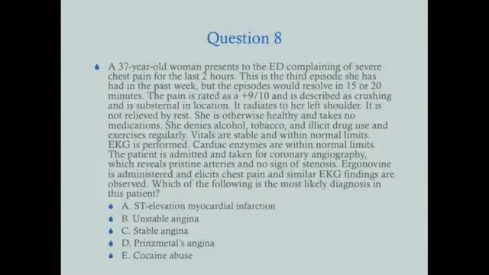So, cardiac enzymes are done. Those are within normal limits. The patient is admitted and taken for coronary angiography, which reveals pristine arteries and no sign of stenosis. Ergonovine is administered and elicits chest pain, and similar EKG findings are observed, similar to what you just saw. Which of the following is the most likely diagnosis in this patient?